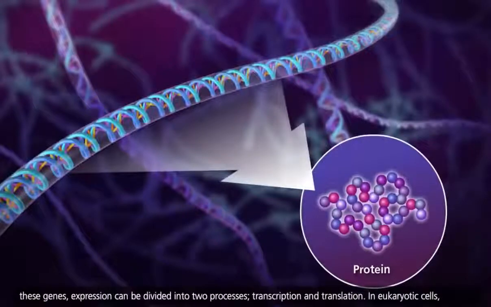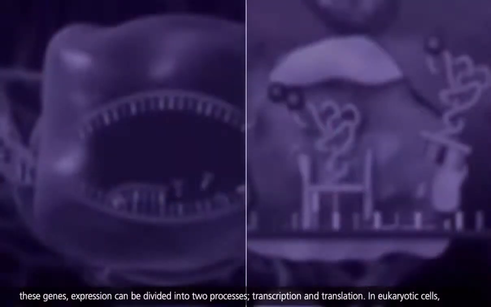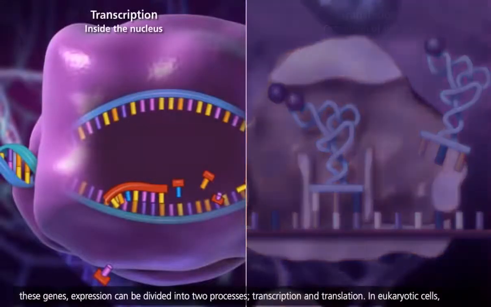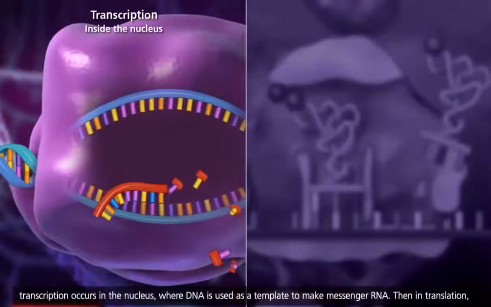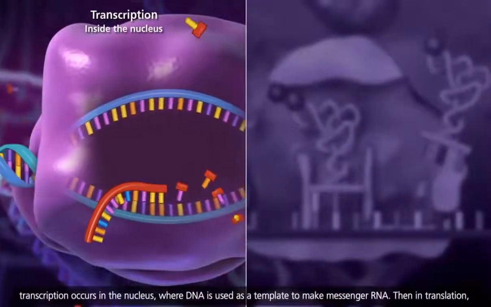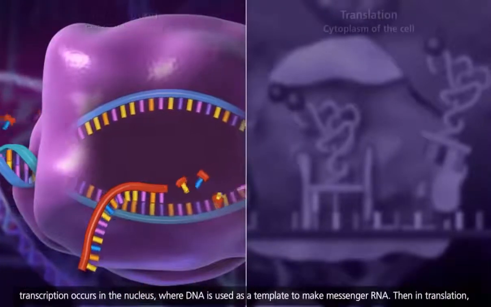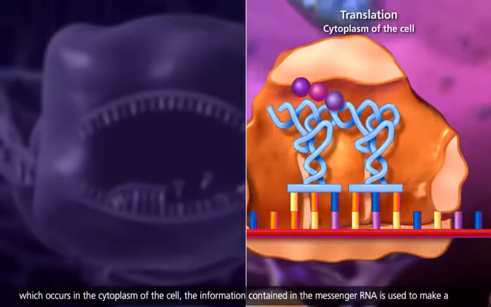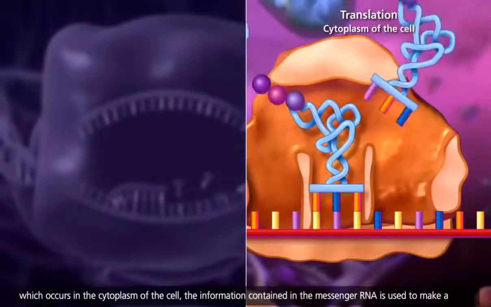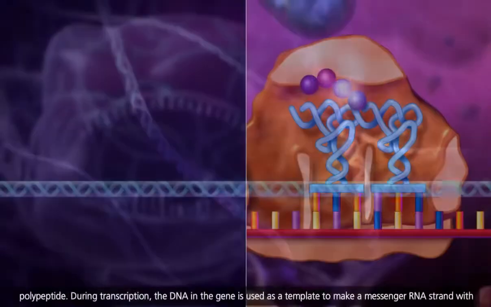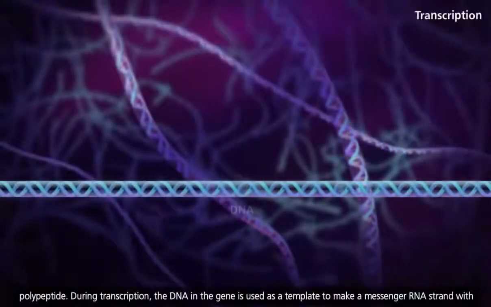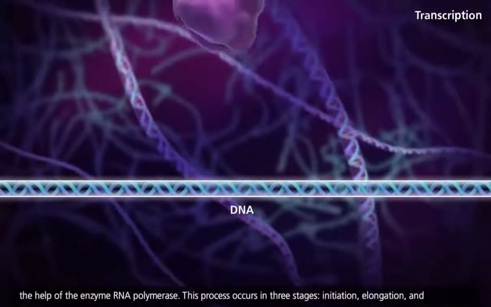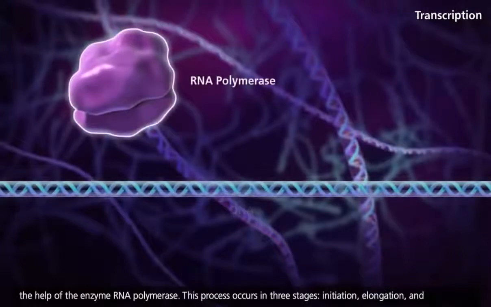For these genes, expression can be divided into two processes: transcription and translation. In eukaryotic cells, transcription occurs in the nucleus, where DNA is used as a template to make messenger RNA. Then in translation, which occurs in the cytoplasm of the cell, the information contained in the messenger RNA is used to make a polypeptide. During transcription, the DNA in the gene is used as a template to make a messenger RNA strand with the help of the enzyme RNA polymerase.